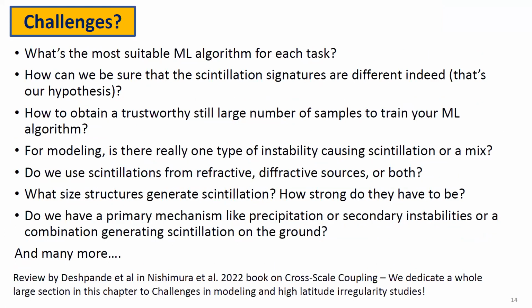Now, did we experience any challenges, problems? Yeah, a lot. So what is the most suitable machine learning algorithm? How can we be sure that the scintillation signatures are in fact distinct, which is our hypothesis? Then how can we create trustworthy samples to train a machine learning algorithm, which is really a headache. Now, in terms of modeling, is there just one type of instability that's causing scintillations or a mix of instabilities? Do we use refractive scintillations, diffractive scintillations, or a combination of both?